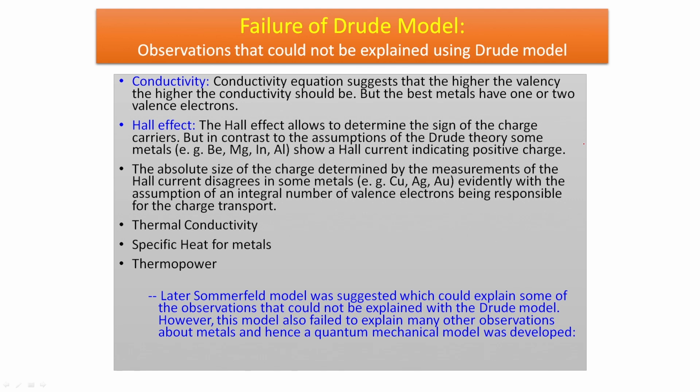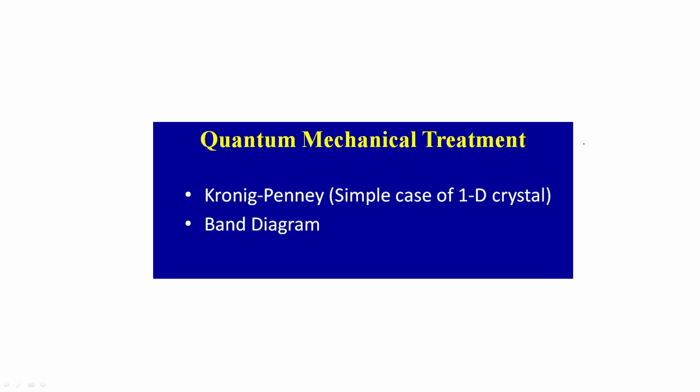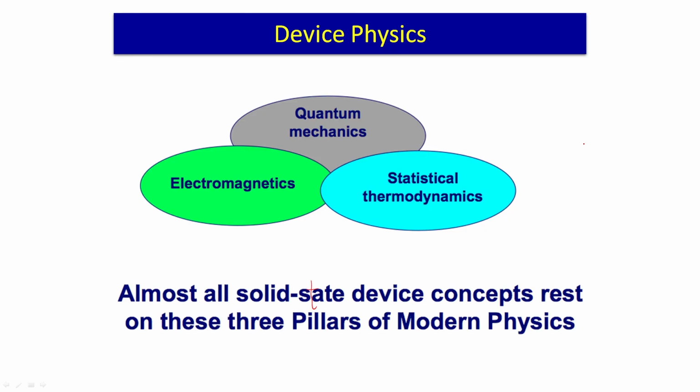So, this classical model could not explain everything, but on average it provides very generic relationships which can be used for all our purposes. In the quantum mechanics model, what is important to note is the Kronig-Penney model and a band diagram, which we will discuss now. Quantum mechanics is the base of many things. Quantum mechanics, electromagnetics and statistical thermodynamics are the three main pillars of modern physics.